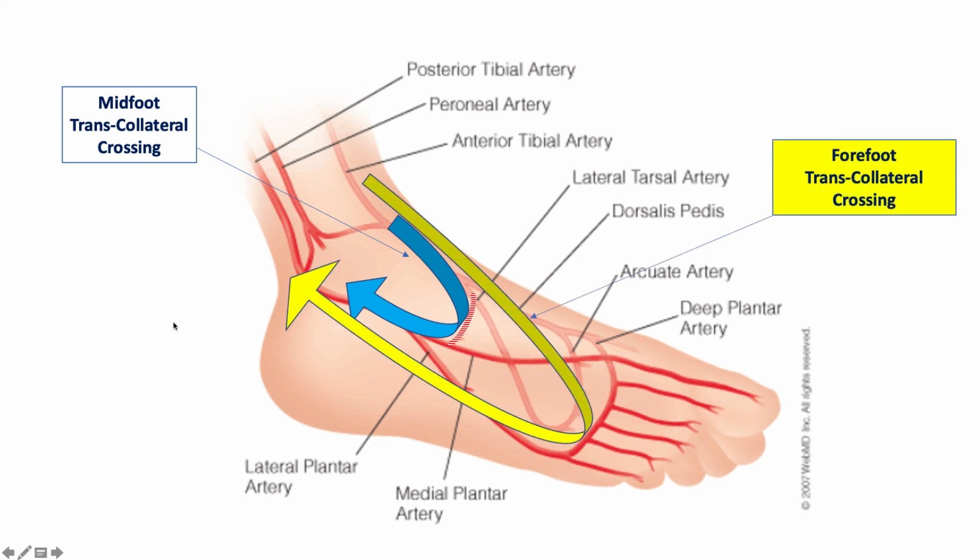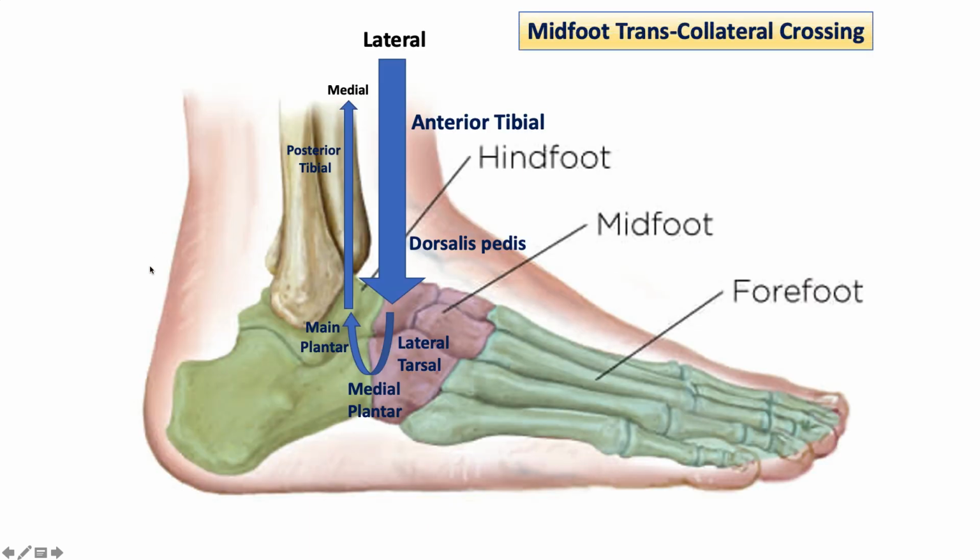The forefoot transcollateral crossing goes through the dorsalis pedis artery, deep plantar artery, through the lateral plantar branch of the posterior tibial artery back to the posterior tibial artery. So let's examine the midfoot transcollateral crossing. We're going from lateral to medial, and this is a lateral projection.